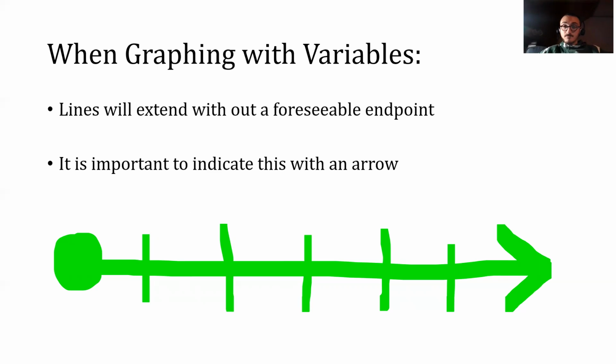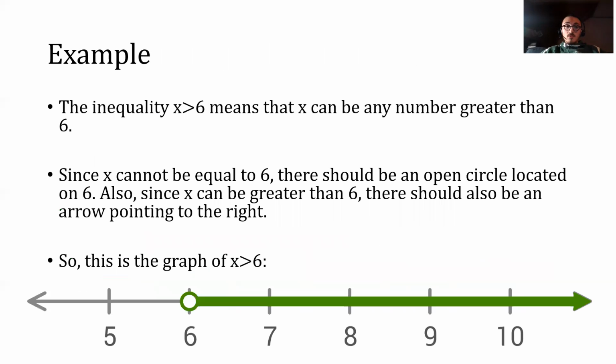Got an example right here. The inequality x is greater than 6. That means that x can be any number greater than 6, plain and simple. Since x cannot be equal to 6, there should be an open circle located on 6. Also, since x can be greater than 6, there should be an arrow pointing to the right. So this is the graph of x is greater than 6.